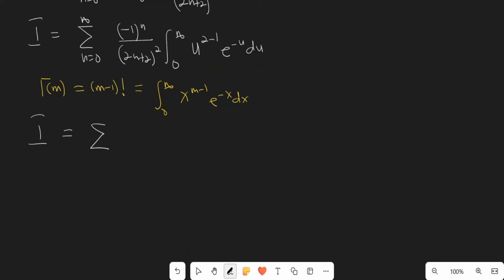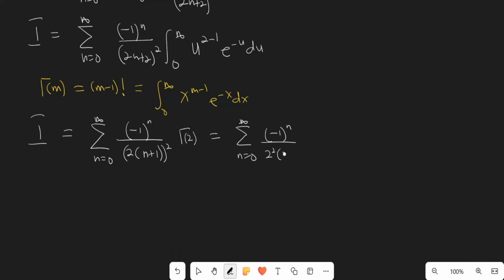I is going to be the summation n from 0 to infinity of -1 raised to the power n all over. This one can be written as 2 is common, you can factorize it out. You have n plus 1, right? And all this one squared. And then this one is the gamma of 2. And gamma of 2 is what? 2 minus 1 factorial, which is 1 factorial. And 1 factorial is 1. So the integral just reduces to the summation n from 0 to infinity of -1 raised to the power n all over 2 squared multiplied by n plus 1 squared.